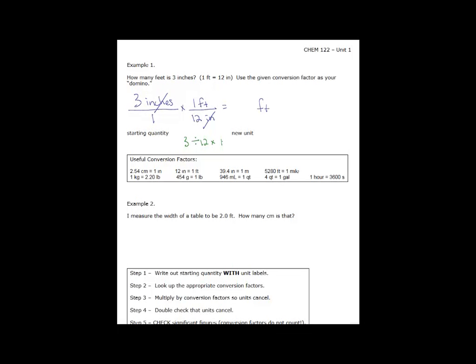So 3 divided by 12 gives you 0.25 feet. But think about sig figs. I need to have 1 sig fig because our starting quantity has 1 sig fig. So the correct answer, adjusted for significant figures, is 0.3 feet.